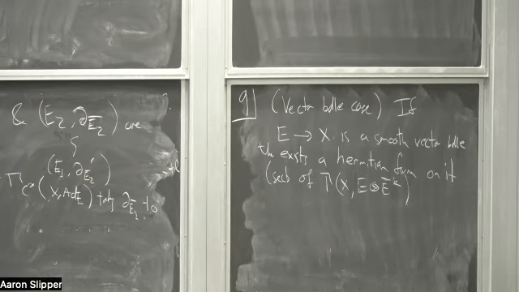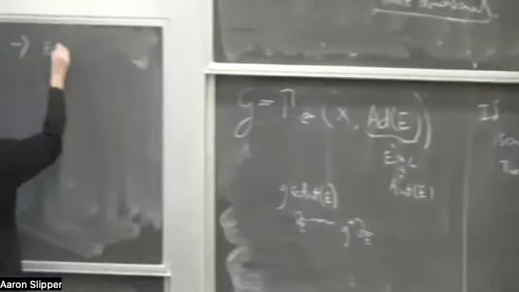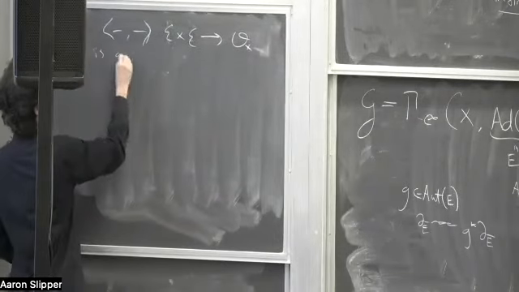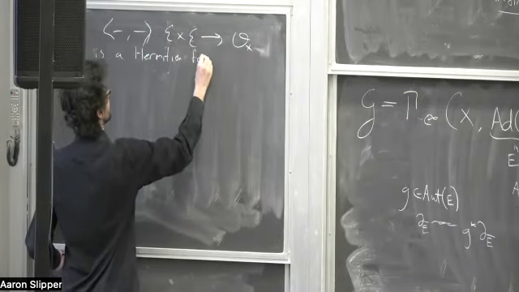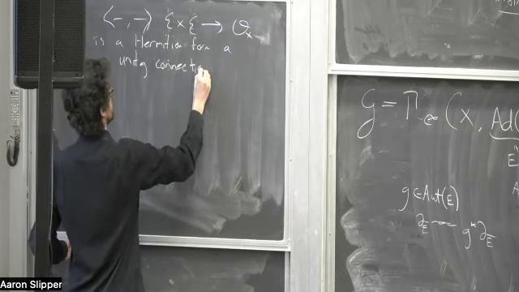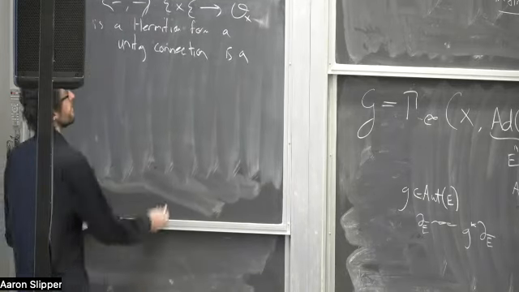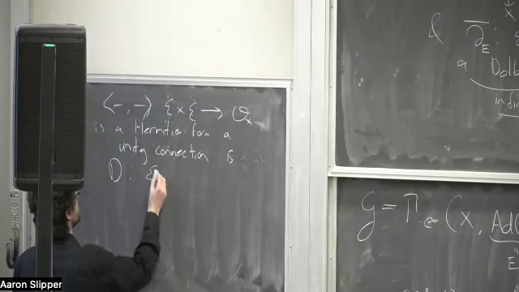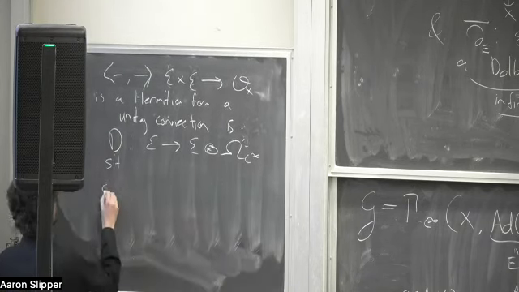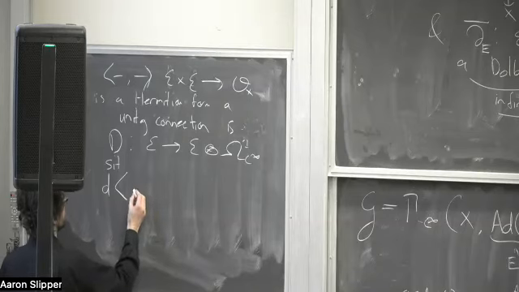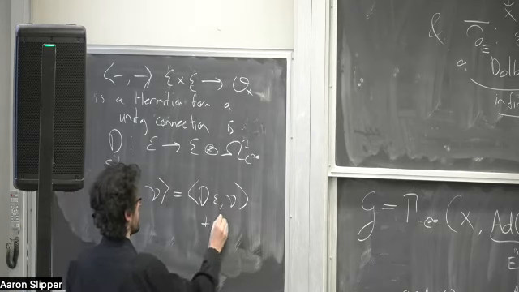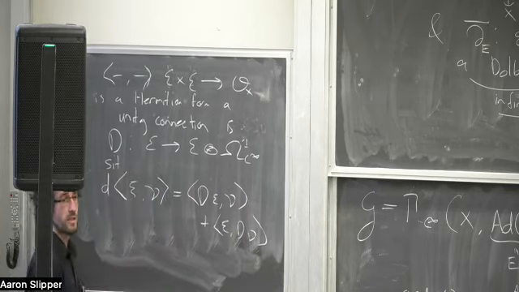So if we have a Hermitian form on E, a unitary connection is one such that d of epsilon times nu is equal to d epsilon times nu plus epsilon times d nu, for all sections epsilon, nu.